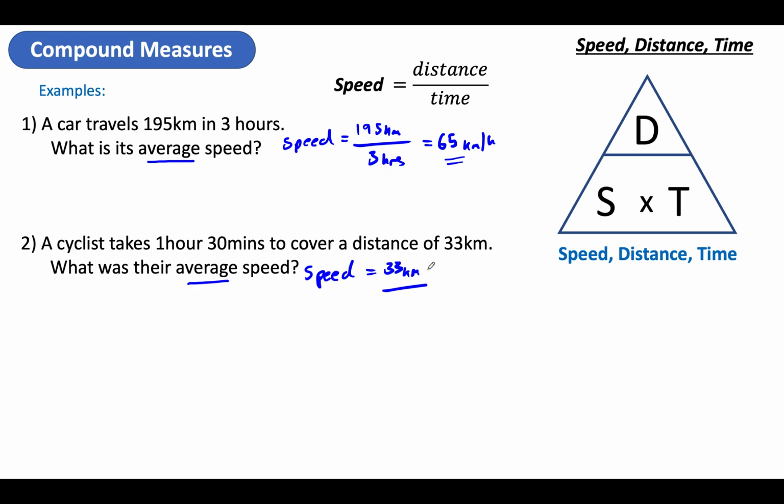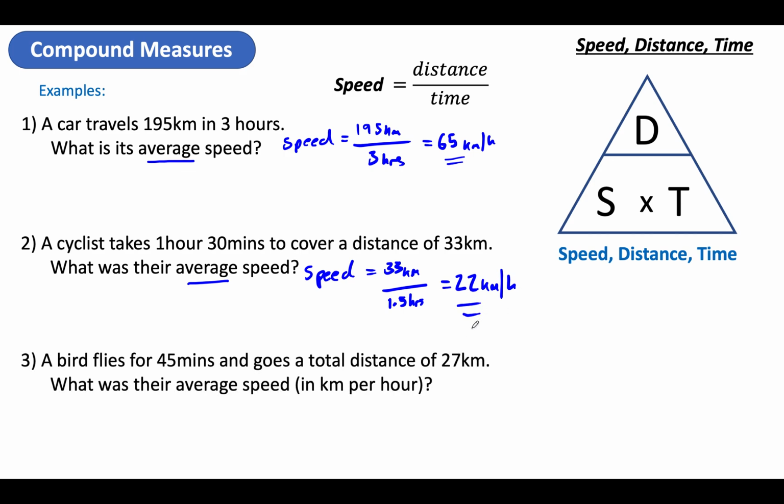Now I want my speed to be in kilometers per hour, which means I need to work out how many hours this is. Well, I happen to know that 30 minutes is half an hour. So this is 1.5 hours, which we can just write as a decimal as 1.5. And we do 33 divided by 1.5. That tells me that their average speed over that time was 22. And what are my units? They are kilometers and hours, so it's kilometers per hour. Yep, 22.